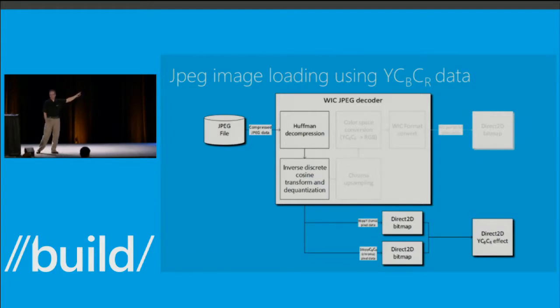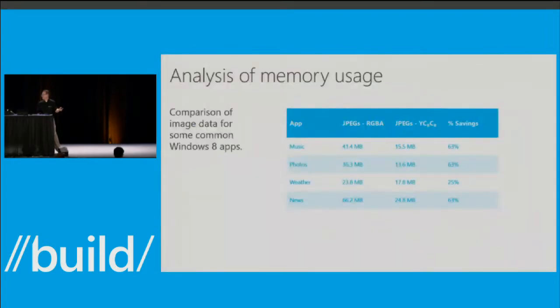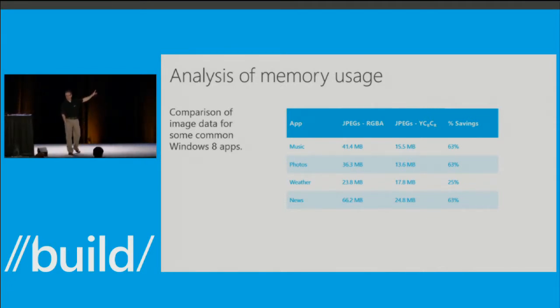This reduces CPU time, and it's going to reduce the amount of space that you're actually going to take on the CPU and GPU. So we did some analysis, and I'm not going to run through all the numbers, but you can take a quick look at them. These slides are going to be available. We basically looked at all of the images that were in the packages for some of our inbox apps in Windows 8, and we said, if we expanded those JPEGs into RGBA, which is what we have to do today on Windows 8 to use them, these are the sizes we would have.